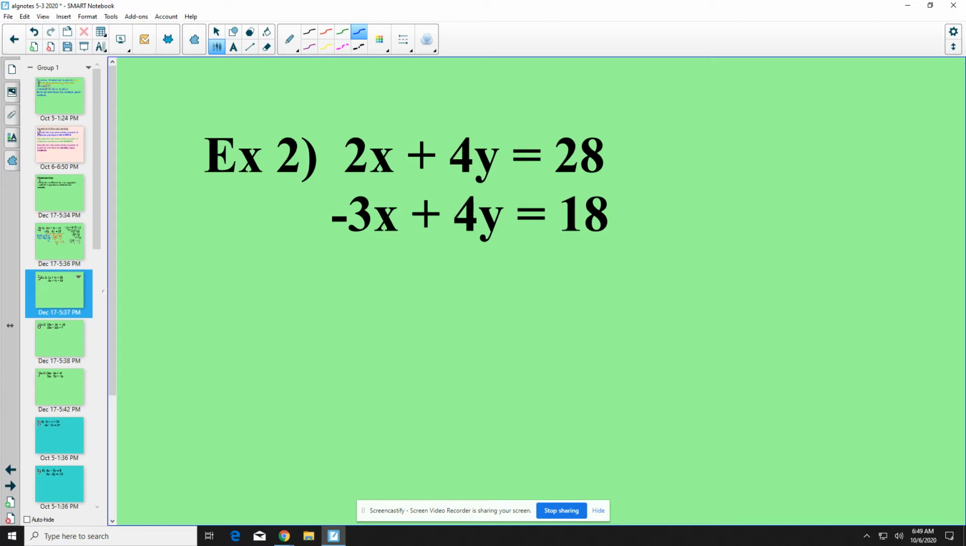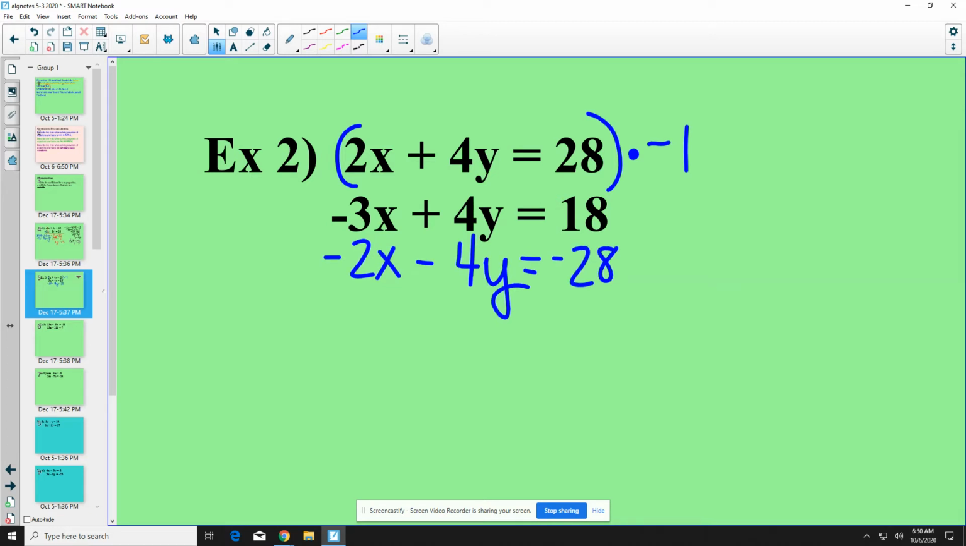Okay, now that you have it written down, I'm trying to make the coefficients for x or y opposites. Well, I'm noticing I have 4y and 4y, they're the same. So what I could do is take one of the equations and multiply by a negative 1, and then I'll get a negative 4y. So let's take the top equation and multiply by negative 1. So 2x times negative 1 is negative 2x. 4y times negative 1 is negative 4y. 28 times negative 1 is negative 28. Then I can add the two equations together.